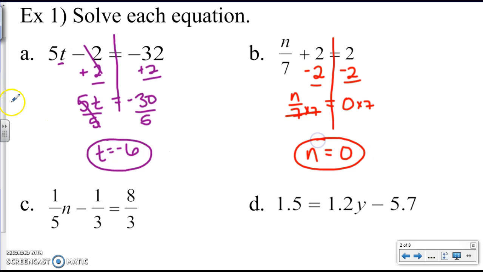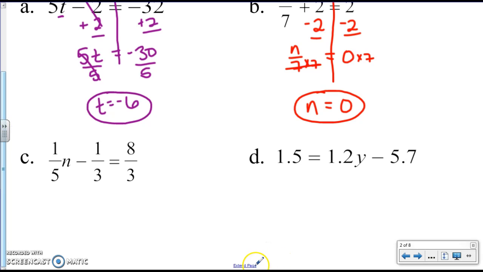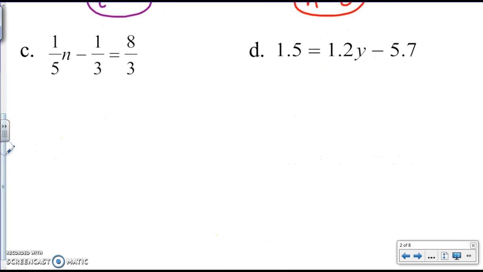Okay, so not much more complicated than solving one-step equations. We just add an extra step there, so you're going to have to either add or subtract, and then typically multiply or divide.